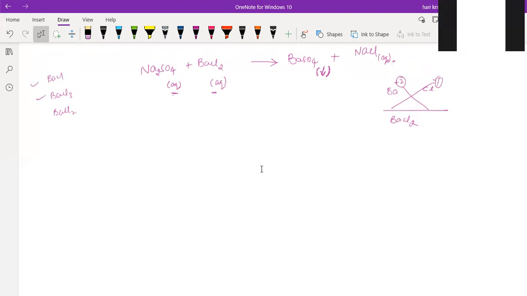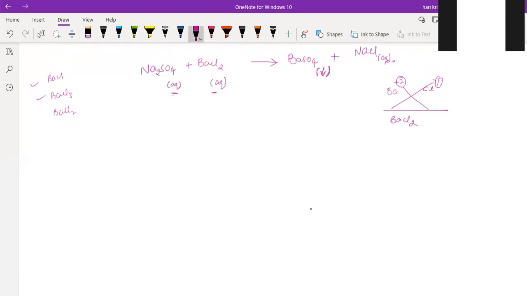So what is the law we will follow for balancing a chemical equation? Law of conservation of mass. Then what is the law of conservation of mass? Mass can neither be created nor destroyed. Or the number of atoms on the reactant side is equal to the number of atoms on the product side. Right? That is the main concept we'll follow in the law of conservation of mass.